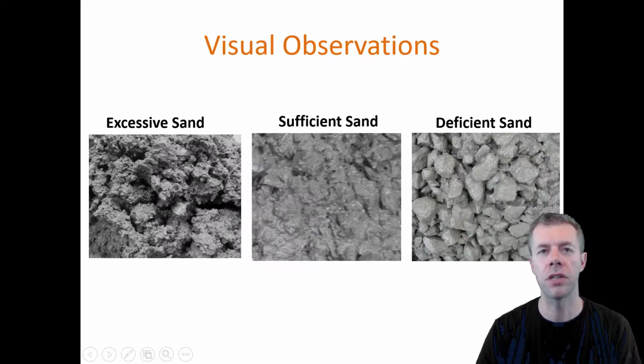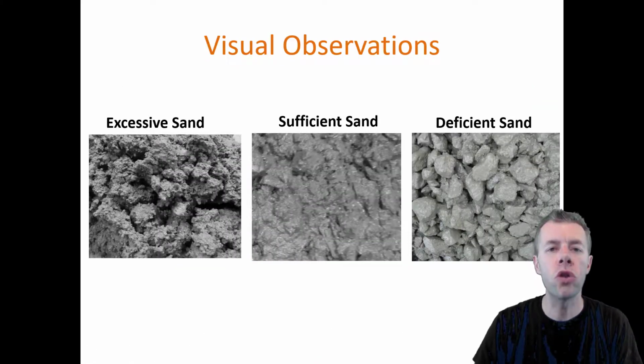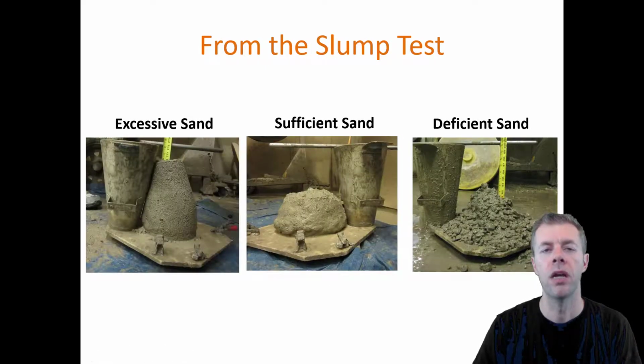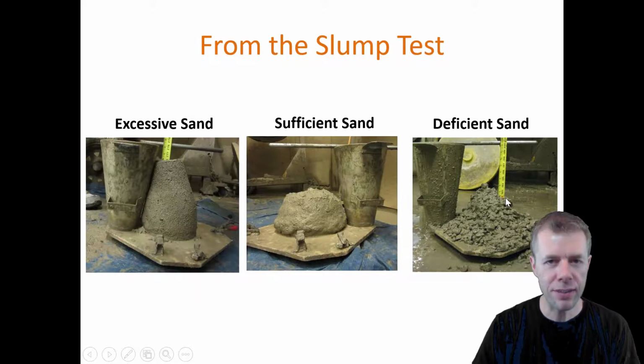We looked at lots of different stuff. And again, if you just look at it, if you get too little sand in it, it's deficient. It looks like the paste has just coated the aggregates. And if you get excessive amounts of sand, it looks hairy. You can't finish it. It looks strange. And if you get just the right amount, it looks perfect, right in the middle. Look at the slump test. If you have deficient sand, it's not cohesive. It disintegrates. Yeah, that's a 6-inch slump, but that's not good concrete. That's not what you want.